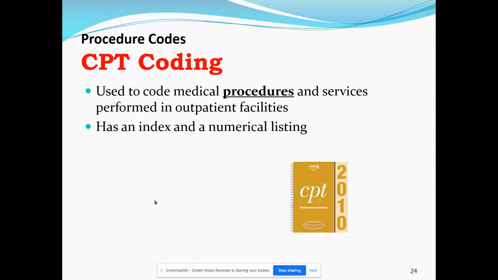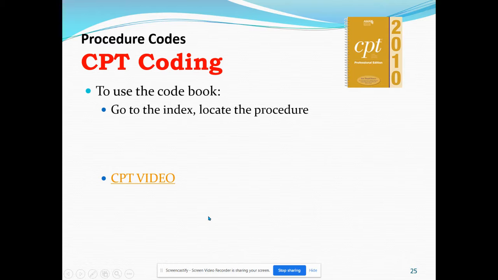Again, ICD from yesterday was for the diagnosis. And now if we're going to do something about that diagnosis, some sort of procedure or treatment, we also then have to code that, and that gets a CPT code. So this is a CPT book. Again, it has an index with the words and then a numerical listing. So just like the ICD, if you have the number, you can go figure out what procedure that was. Or if you have a procedure, you can find the number for that.